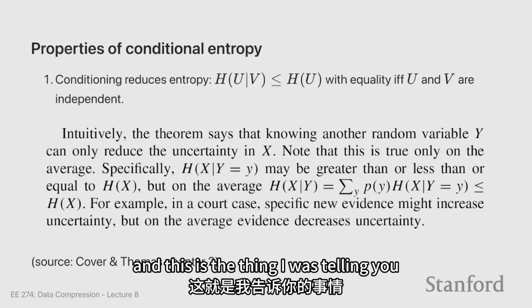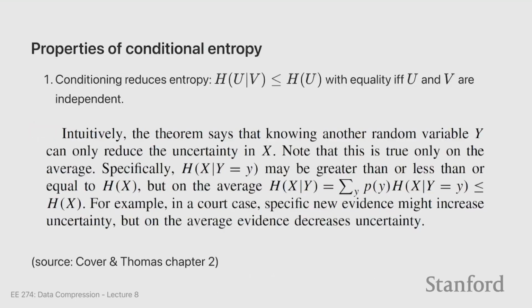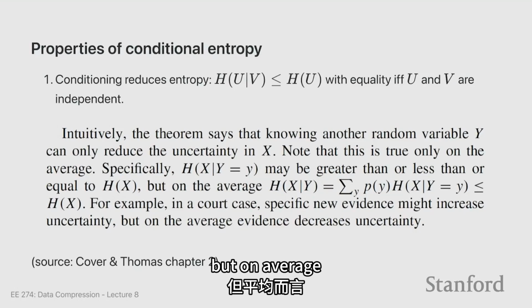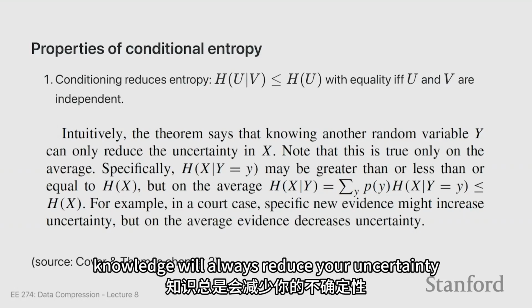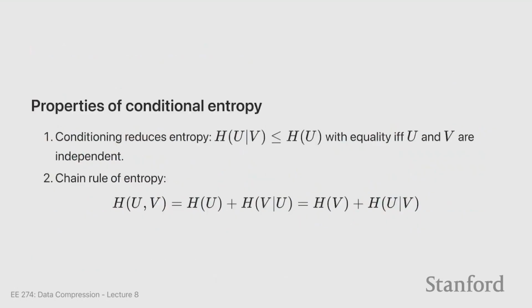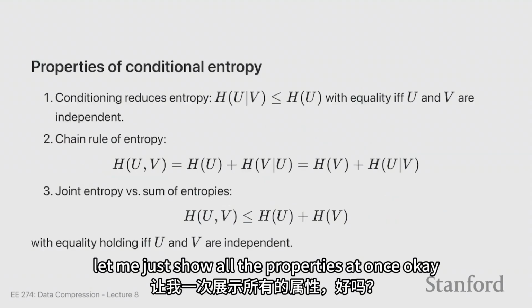And this is the thing I was telling you earlier: a specific piece of evidence can increase your uncertainty, but on average, knowledge will always reduce your uncertainty. Knowing things is good on average. Okay. Let me just show all the properties at once.